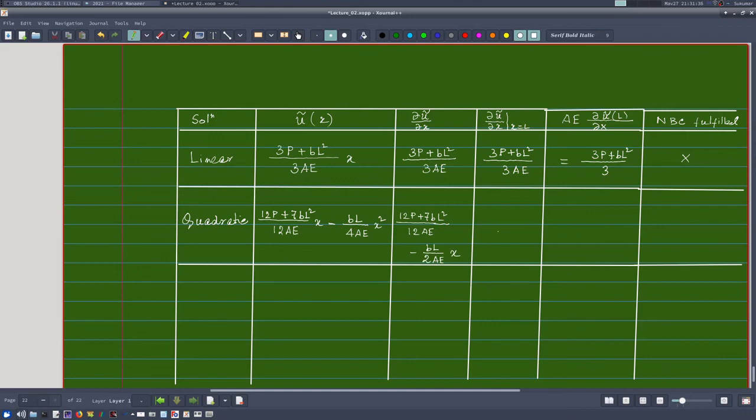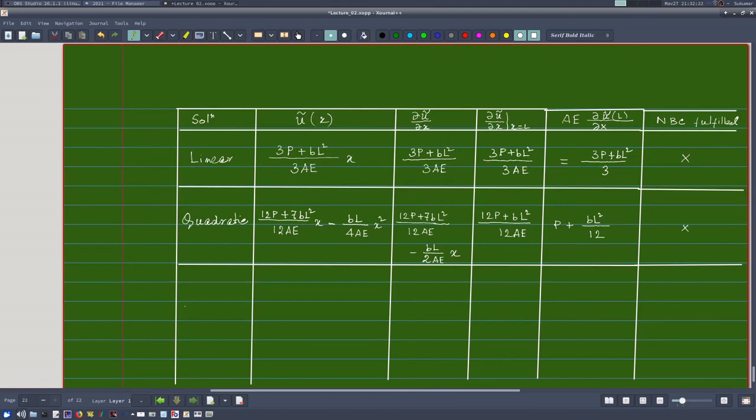Okay, and at x equal to L, this will be finally, if I simplify, 12p plus bl square by 12 ae, and ae times this value will be p plus bl square by 12. Again it is not fulfilled.